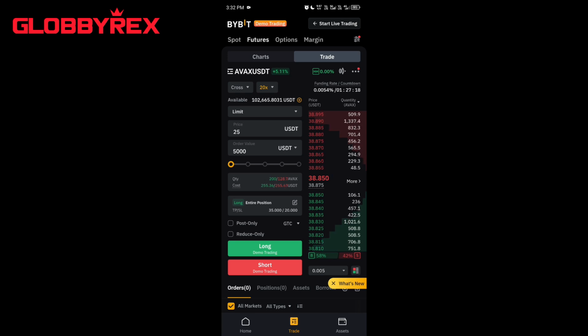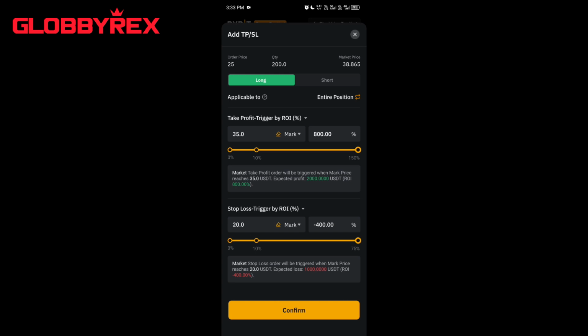So in this position, the cost for my position is what? 255.36, which means I'm going to enter this trade with 255.36 position size. Buying at 25, my stop loss is at 20, and my take profit is at 35. So now come and look at this. Now I have expected loss of $1,000 and then expected profit of $2,000. So I have successfully adjusted my position size relative to my risk.